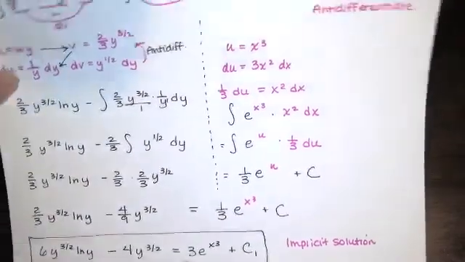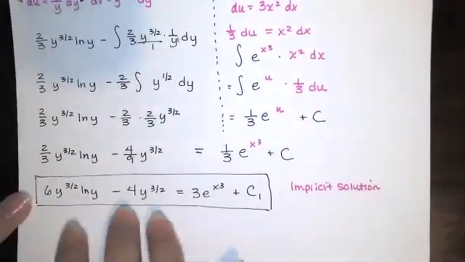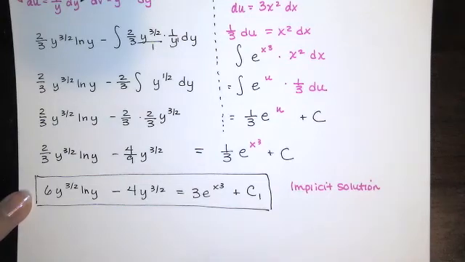Now, at this point, I always look at my final answer and ask myself, is it easy to solve for y? If it is, I'd like to have an explicit solution. But it's not easy to solve for y. We've got y to the 3 halves times a natural log of y here. I mean, I could use exponents to make that a y to the first, but then I'm going to have a natural log raised to a power.